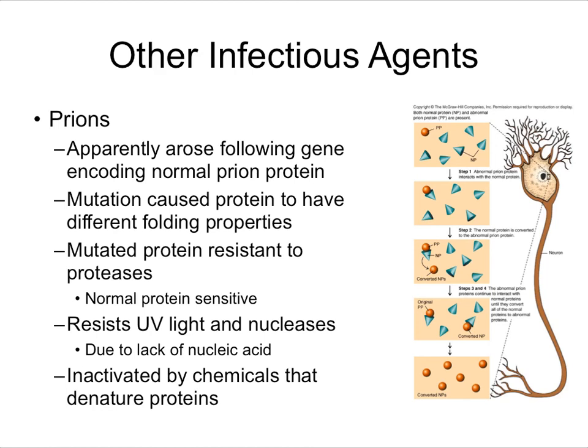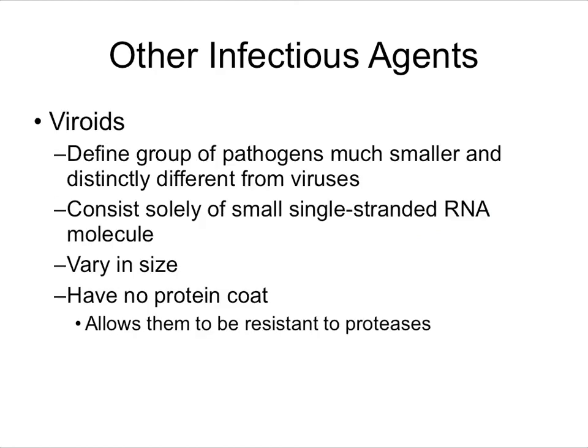Yes, here's prions, just talked about. Viroids. Viroids are an infectious agent that is just nucleic acid. In fact, it's just RNA. No protein, no DNA. It doesn't encode any proteins either. All it does is it's a piece of RNA that says to the cell, make more copies of this RNA. And the cell will make so many more copies of that RNA that it uses up all of its energy doing that.